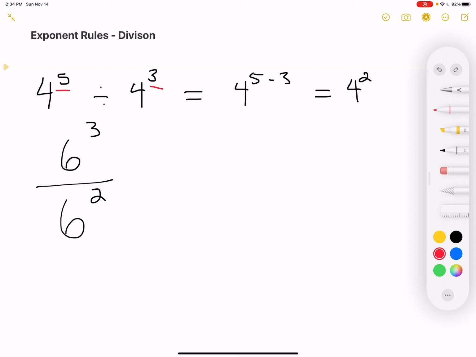Again, we can write this as, so we start with, we take the larger number, the number on top, so 6 cubed minus 2, because we're taking that squared, and that's just going to leave us with 6 to the power of 1, which is like saying 6.